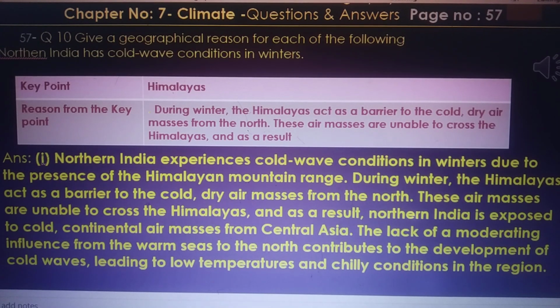Question number 57. Northern India has cold wave conditions in winter. The key points: Himalaya. During winter, Himalaya acts as a barrier to the cold, dry air masses from the north. These air masses are unable to cross the Himalaya as a result.